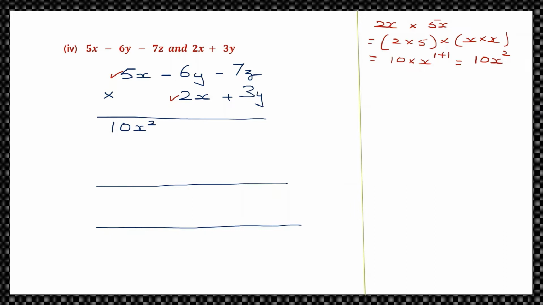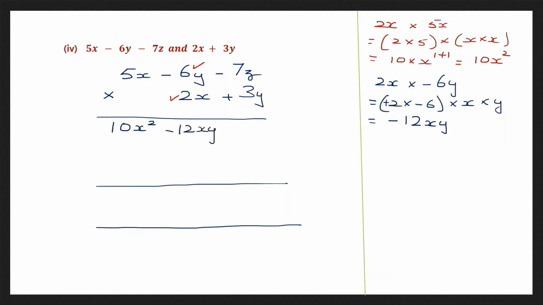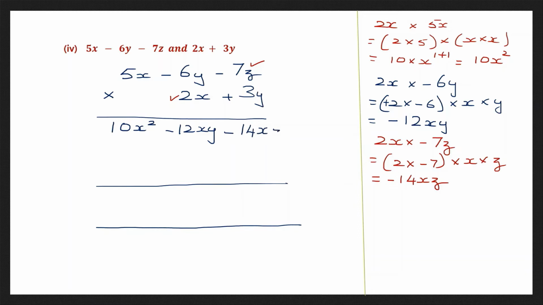So now we have to move on to the next one. So that is 2x into minus 6y. So let's write the numbers first, 2 into minus 6, and then we have 1x and we have 1y. So plus into minus is minus. 2 6s are 12, xy. So let's write that minus 12xy. Now we multiply 2x into minus 7z. Let's take the numbers 2 into minus 7 and then we have 1x and 1z. So that makes it 2 7s are 14, minus 14xz. So let's write that minus 14xz.